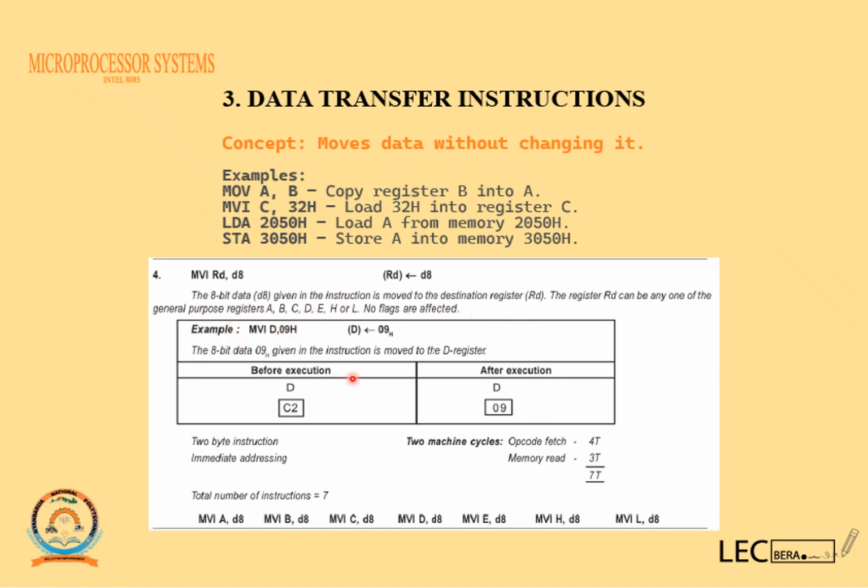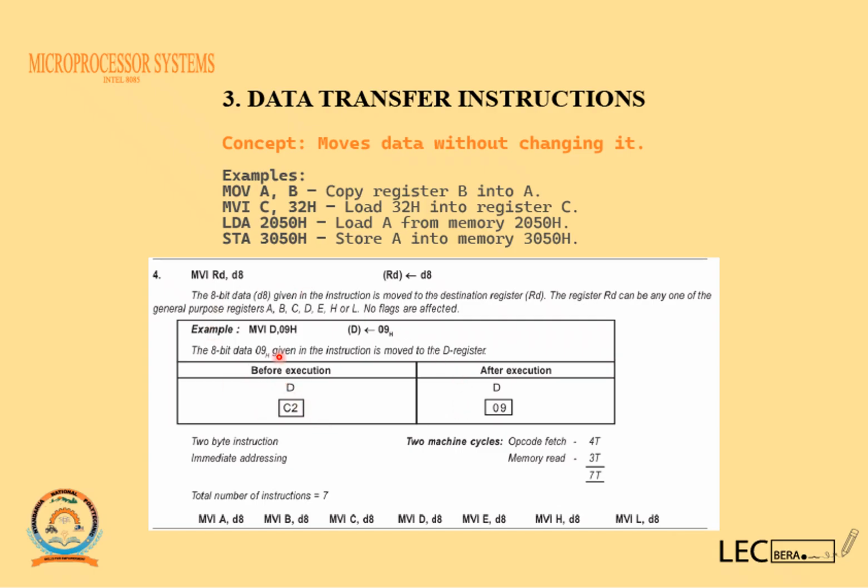For example, I have a simple instruction here, MVI. I told you MVI is when you are loading 8-bit data to a register Rd. So Rd is the destination register. And what does this instruction accomplish? This instruction loads 8-bit data to register D. This register D can be either B, C, D, E, H or L. So you can see how these examples are achieved.